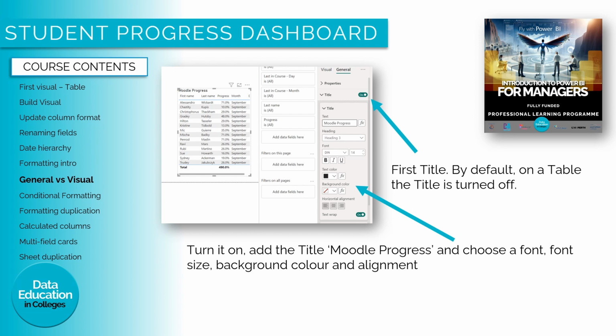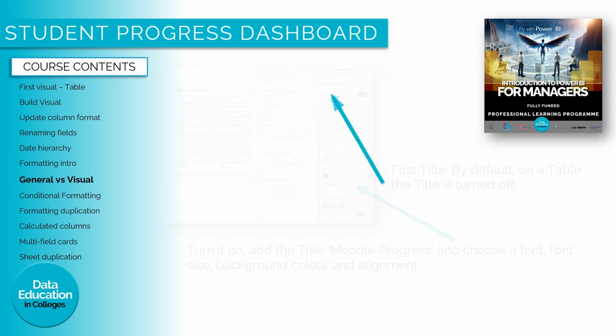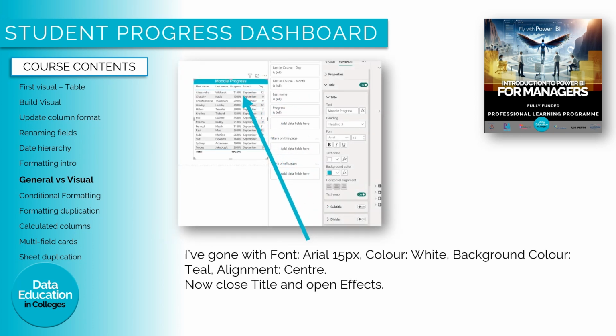So if you go into general, table doesn't have a title, so turn it on and add the title Moodle Progress. Then you decide on a font size, background, colour and alignment. You'll see on mine I've gone with Arial 15, font colour white, background colour teal, alignment centre. Now close up title and open up effects.